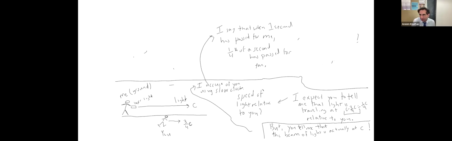Let's think about it this way, very simple. I expect you to get 1/4 c. But you tell me that the speed of that beam of light relative to you is c. So I want to ask everyone the following. How do I go from 1/4 c to c? Mathematically, how do I go from 1/4 to 1?